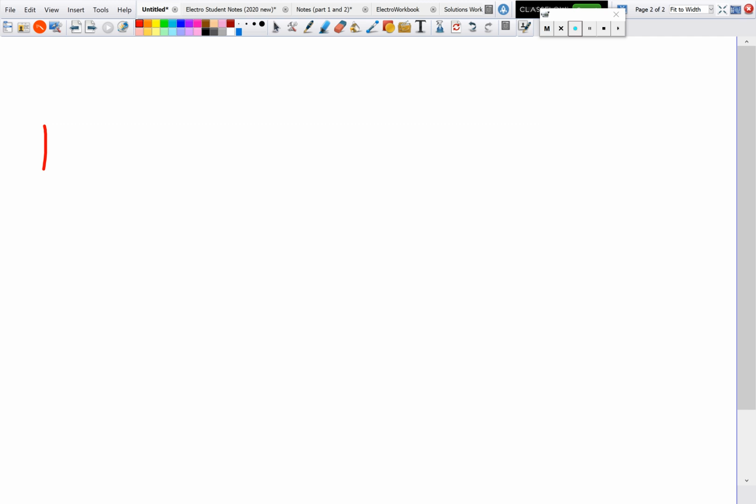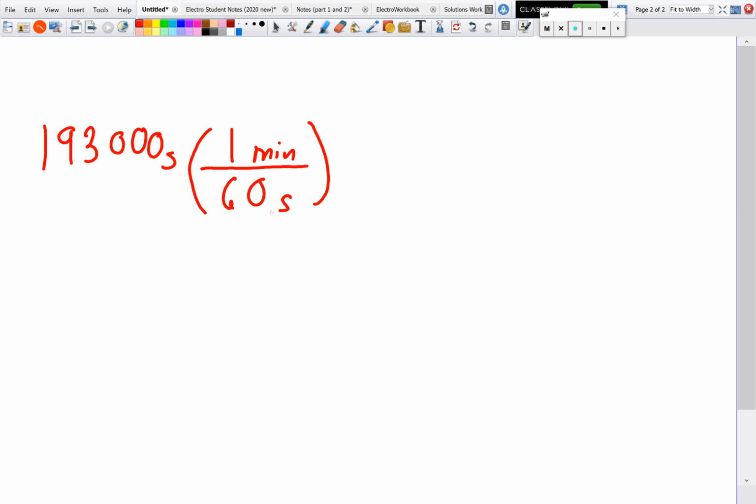Just remember conversion factors. So if we got 193,000 seconds and we want to convert it into, let's say, minutes, right? So we know if we want the unit of minute, every 1 minute there are 60 seconds. So when we do this conversion factor, our unit of seconds is going to cancel out. We're going to be left with minutes. So we can get a more reasonable answer, which of course is 3,216.67 minutes.